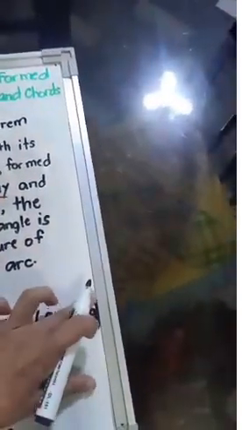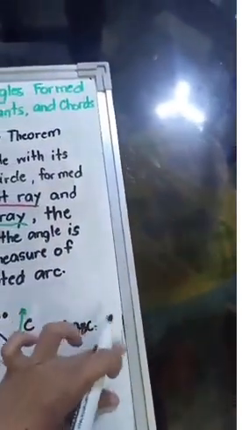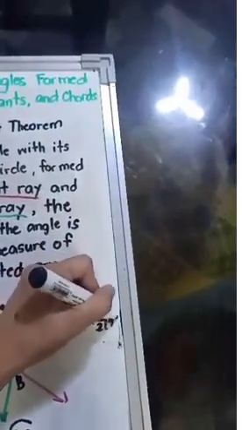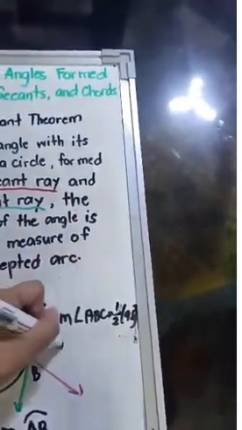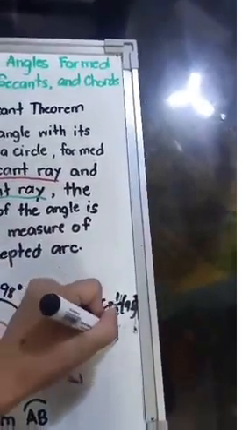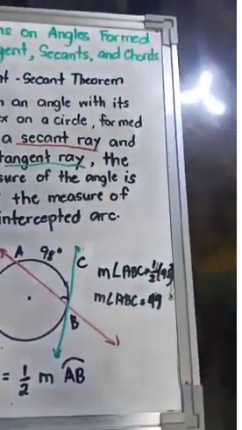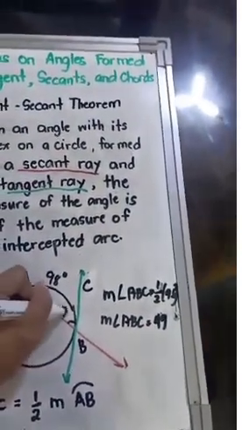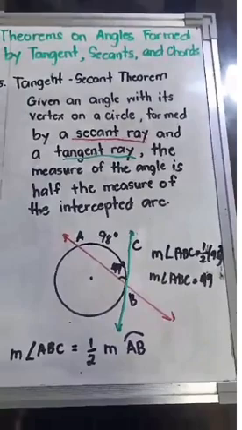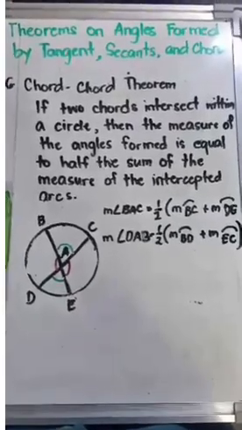So, half of 98. You just simply divide 98 by 2, and the measure of angle ABC is 49. It means that this angle measures 49 degrees. The next one is the chord theorem.